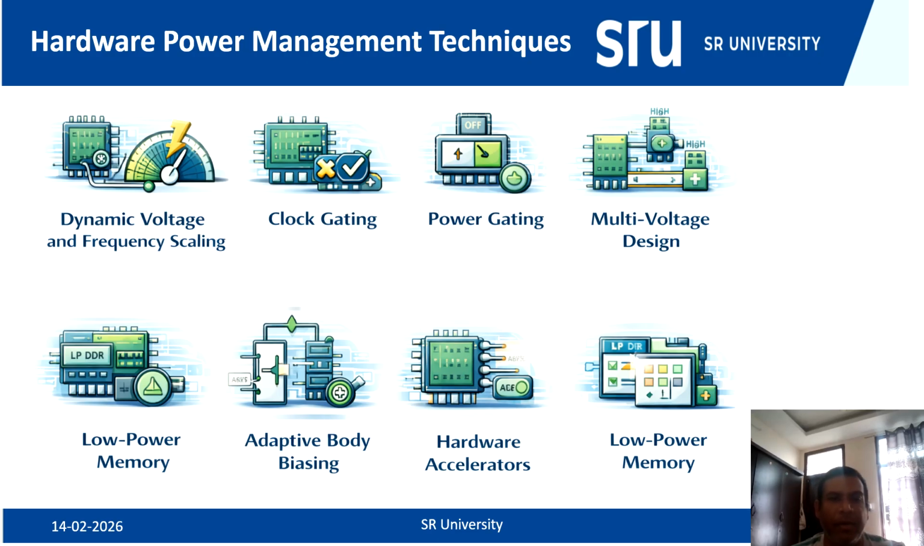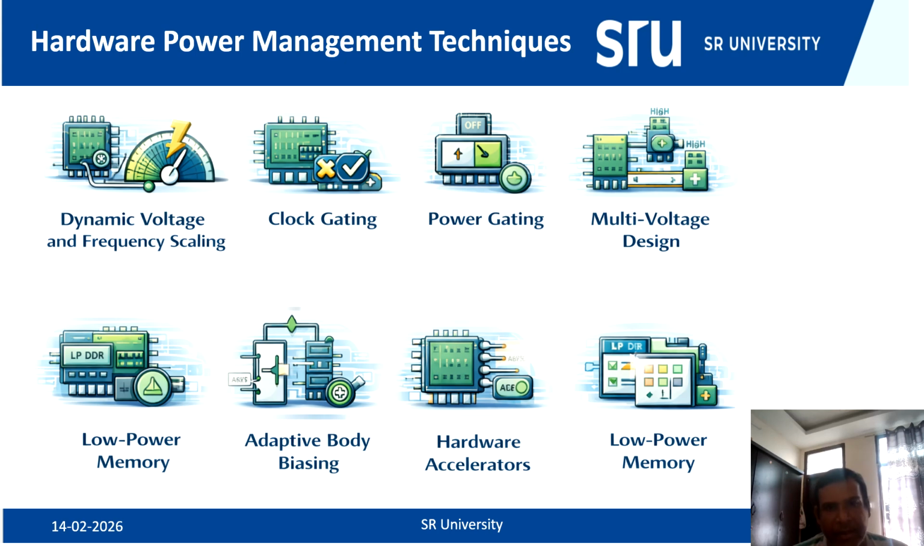In a multi-voltage design, different blocks within the same system operate at different voltage levels. The performance critical components run at higher voltages, while non-critical or background modules operate at lower voltages, reducing overall power consumption.